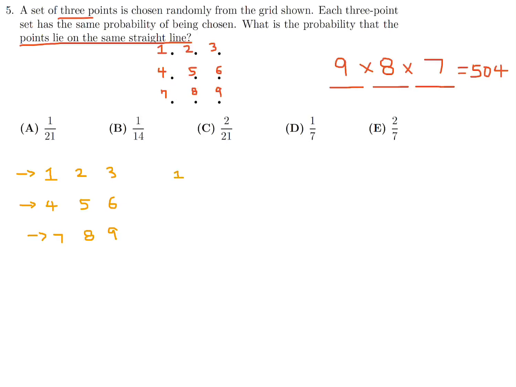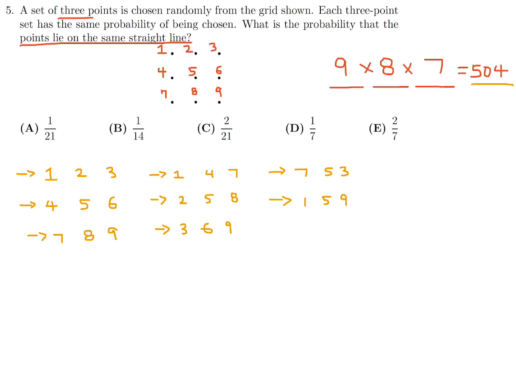I can get 1, 4, 7, right? Those lie on the same straight line. I can get 2, 5, 8, like that. And 3, 6, 9 also lies on the same straight line. And then there's 2 more. There's diagonals. If I choose 7, 5, and 3, that also lies on the same straight line. And of course the other diagonal, 1, 5, and 9, that also will give me 3 points on the same line. So I've got 8 out of 504.